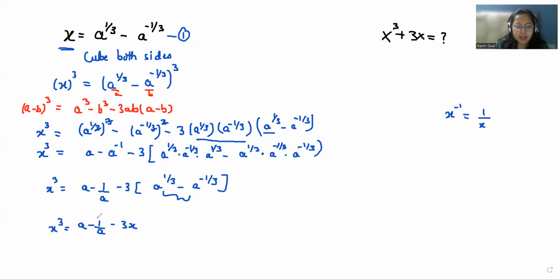So we'll take this minus 3x to the other side. So x cube plus 3x is equal to a minus 1 by a. And we have to find the value of x cube plus 3x. So the final answer of x cube plus 3x is a minus 1 by a.